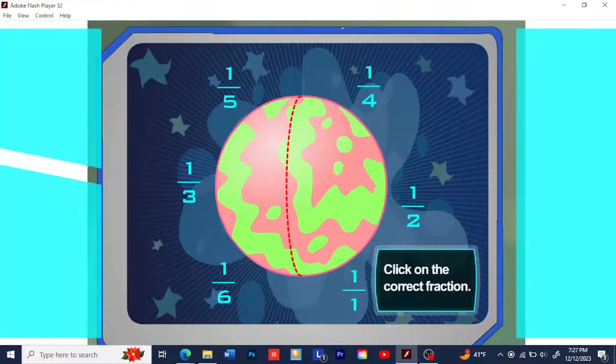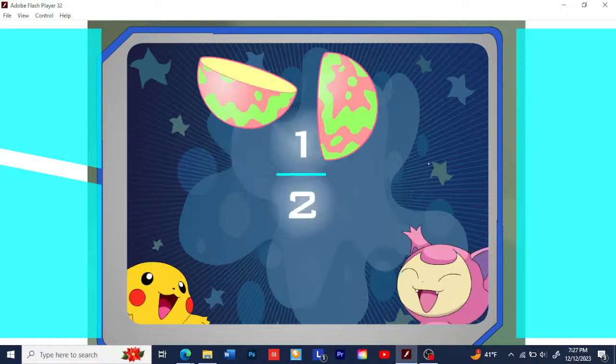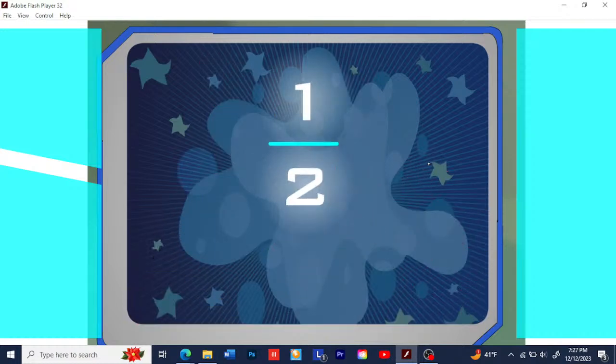You guys are doing great! Why don't you figure out some more problems with fractions? Awesome! Ready, guys? Okay, first one. If we split the berry into 2 pieces, what fraction would we have? If you split something in 2, each piece is 1/2.